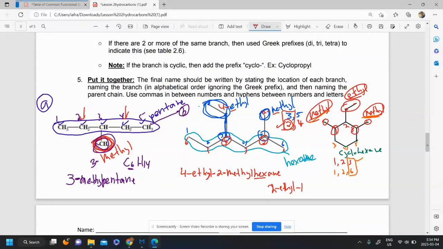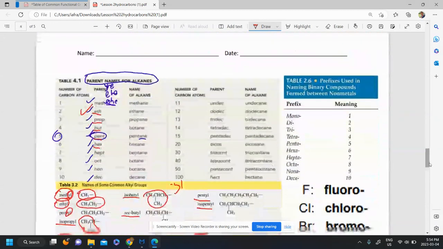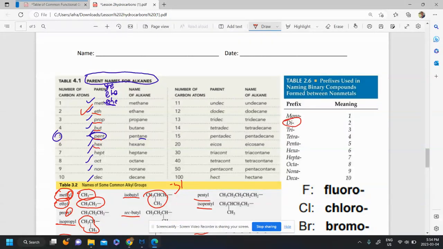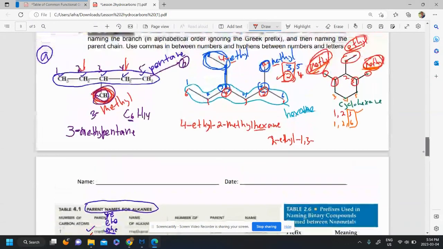So we're going to do our hyphen there, 1, 3. And now because we have 2 methyls, we have to indicate that with a Greek prefix. Remember the Greek prefixes from grade 11 and grade 10, mono, di, tri, tetra, so on and so forth. We have 2 methyls, so di. That doesn't count in our alphabetical order, okay? In terms of the substituents, ethyl is still first. We're just going to put dimethyl cyclohexane. And that is our parent chain name, along with the substituents listed before.